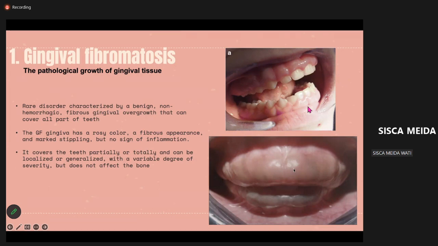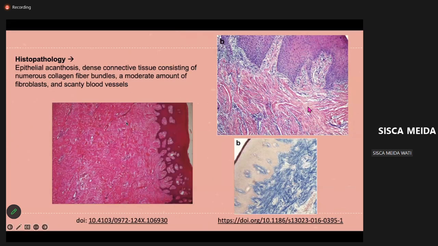And this is a benign condition, non-hemorrhagic, and the tissue is fibrous gingival growth. Okay. So histopathologically, because this is fibrous overgrowth, you will see the epithelium shows acanthosis, and the tissue beneath the epithelium is mostly fibrous tissue, dense connective tissue.